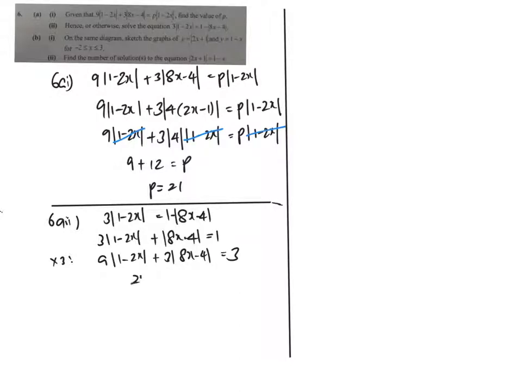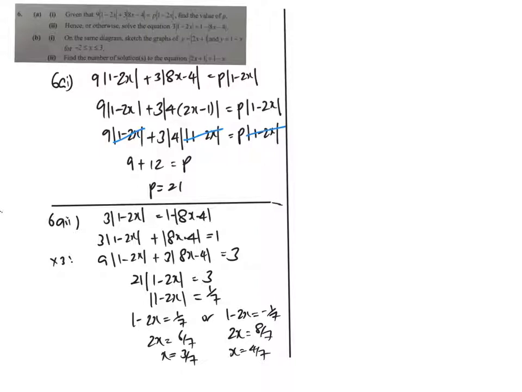So this is equal to 21 of 1 minus 2x equals to 3. So I will solve for this only. So it means that 1 minus 2x is equal to 1 over 7, and removing the modulus, it will become 1 over 7 or negative of 1 over 7. Then I just have to solve for my x. So that's my answer for 6a part 2.